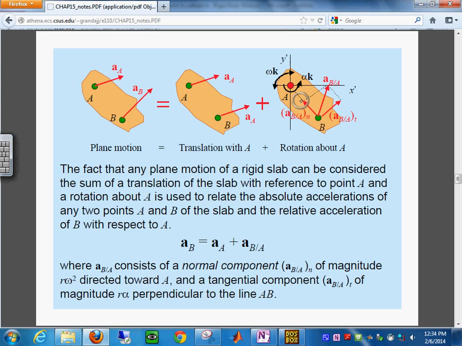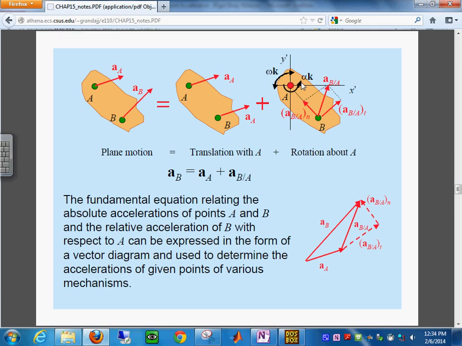This would be the normal, and this will be the tangential velocity of B with respect to A. Okay, so continuing with our review, that's the very same thing. The acceleration of B is the acceleration of A plus the relative acceleration.